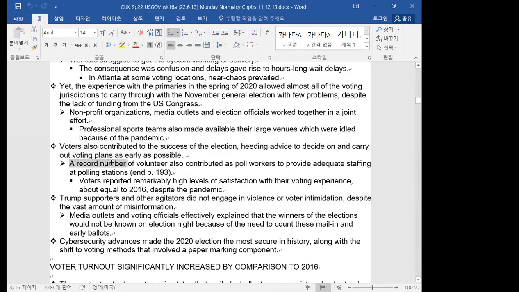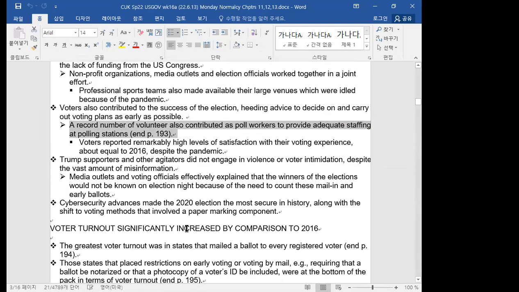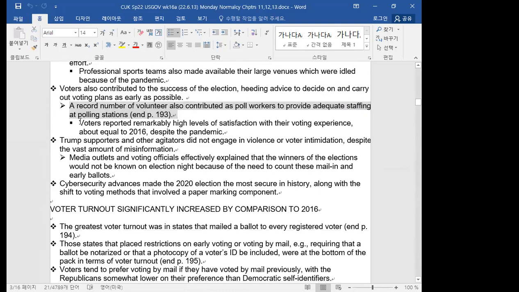A record number of volunteers, during the pandemic, also contributed as poll workers to provide adequate staffing at polling stations. And voters reported remarkably high levels of satisfaction with their voting experience, about equal to 2016, despite the pandemic.